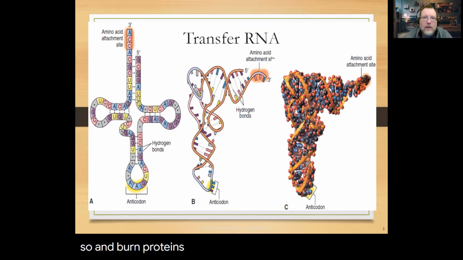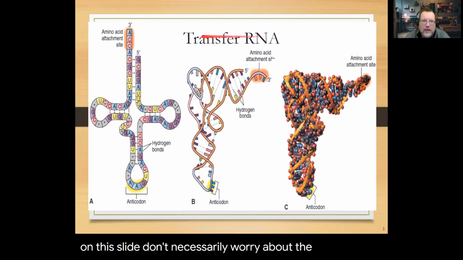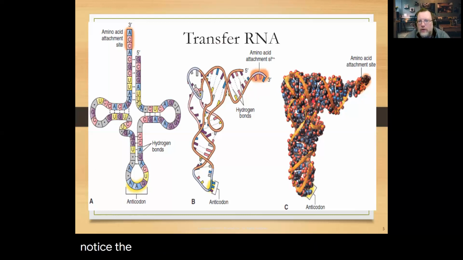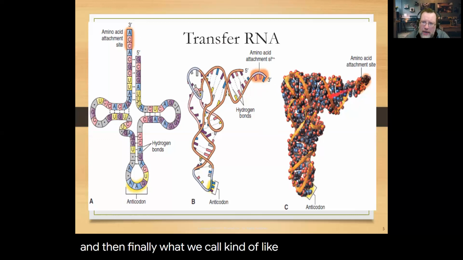proteins. So anyway, transfer RNA is just showing three. We're going to look at this in more detail. This just kind of came out of nowhere for you. The key on this slide, don't necessarily worry about what it is. Notice the three different representations that we see in illustrated form. You have this flat, very basic lineup here, and then we have more of a ribbon effect going on. And then finally, what we call a 3D model or a space filler model.